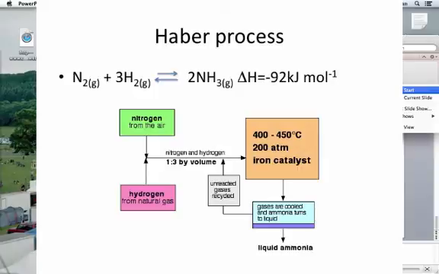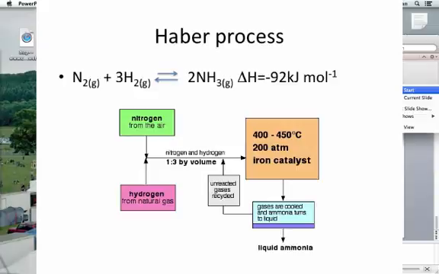The final thing to look at is the Haber process, which is a good example of all of the different things we've just been speaking about. In the Haber process, you're trying to make ammonia. Ammonia is part of this equilibrium. So we set the conditions up so we can make the most amount of ammonia possible. Now, we take nitrogen from the air and hydrogen gas from natural gas, and we mix them in a 1:3 ratio because that is the ratio they are in the equation. We then heat them up to 400 to 450 degrees C, at 200 atmospheres of pressure and with an iron catalyst.